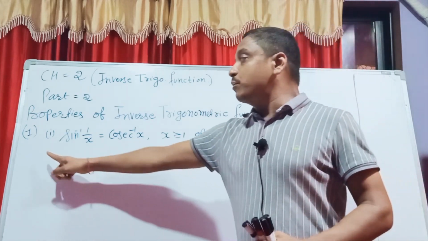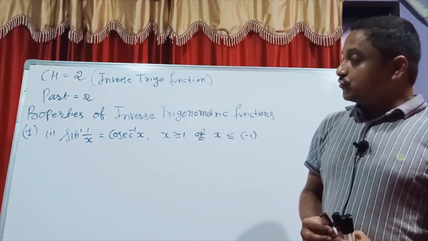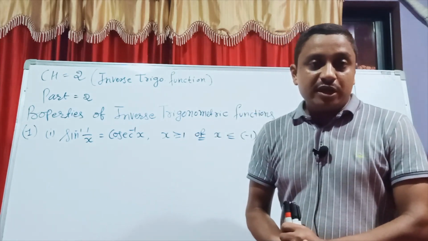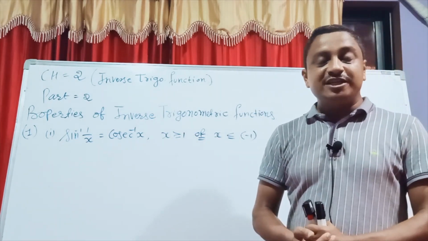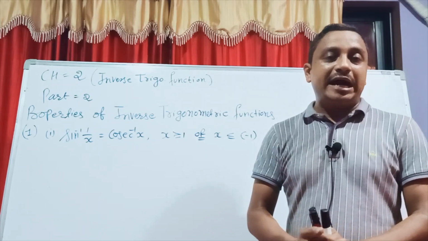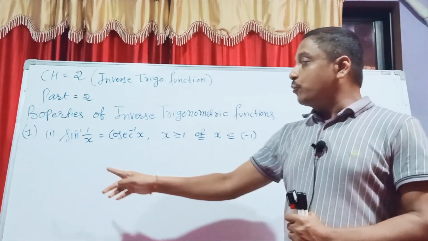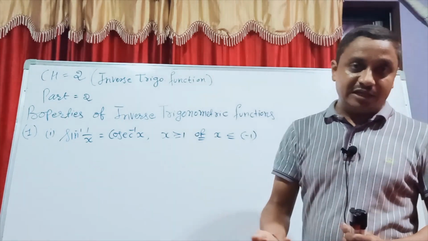In that, the first property has three parts. In total, the chapter has 6 properties. One by one I will explain each in detail with solutions, and these properties are utilized in the further numericals.